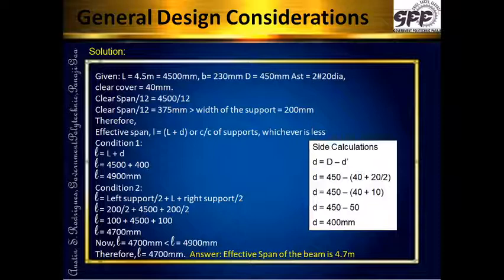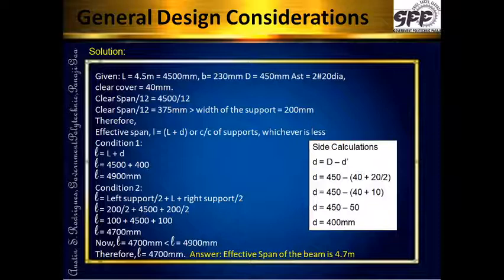That means we are referring back to the simply supported case and we are calculating the effective span as in the simply supported case. So effective span is clear span plus effective depth, or center to center of supports, whichever is less, as in the case of simply supported beam. It is clear span plus effective depth or the center to center distance between the supports, whichever is less. Now let us look at condition 1.